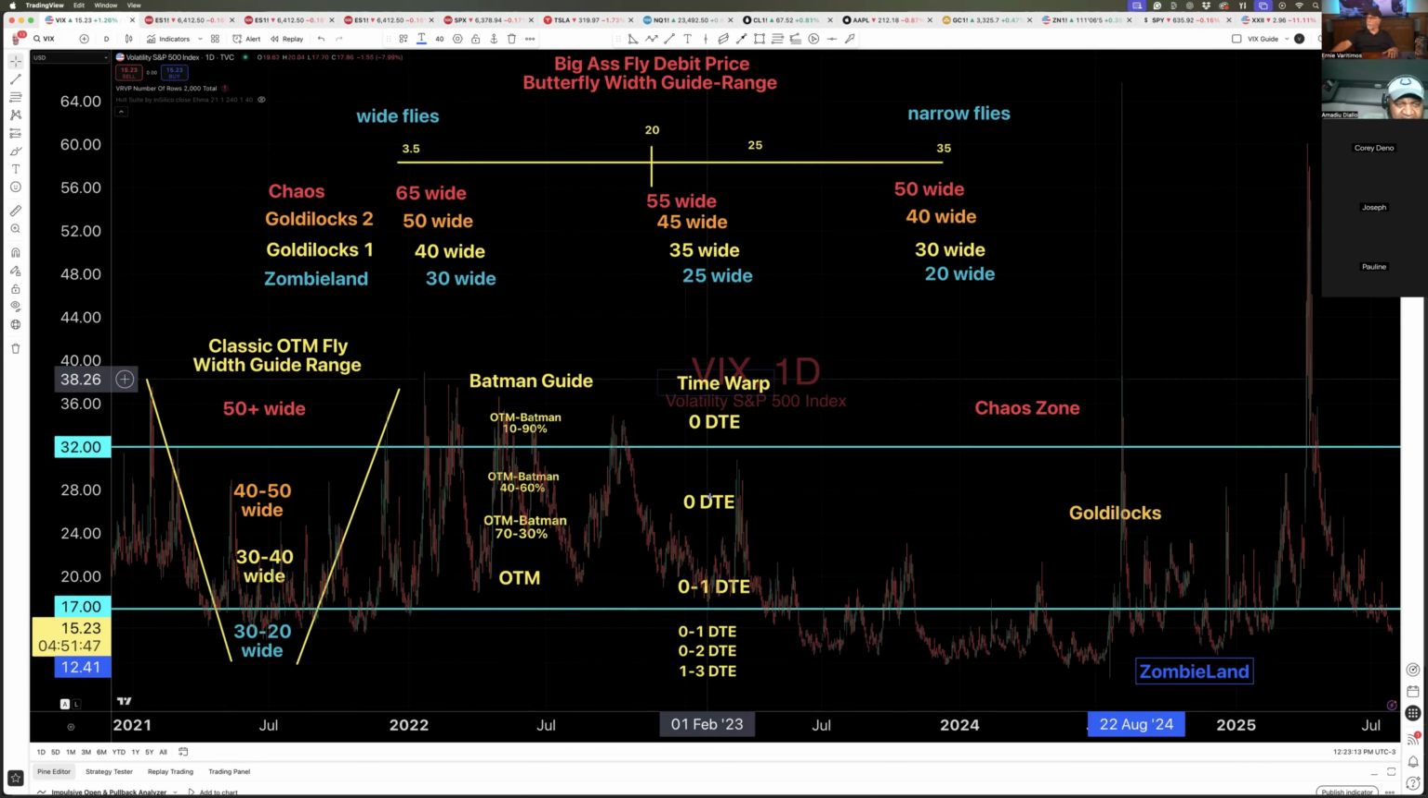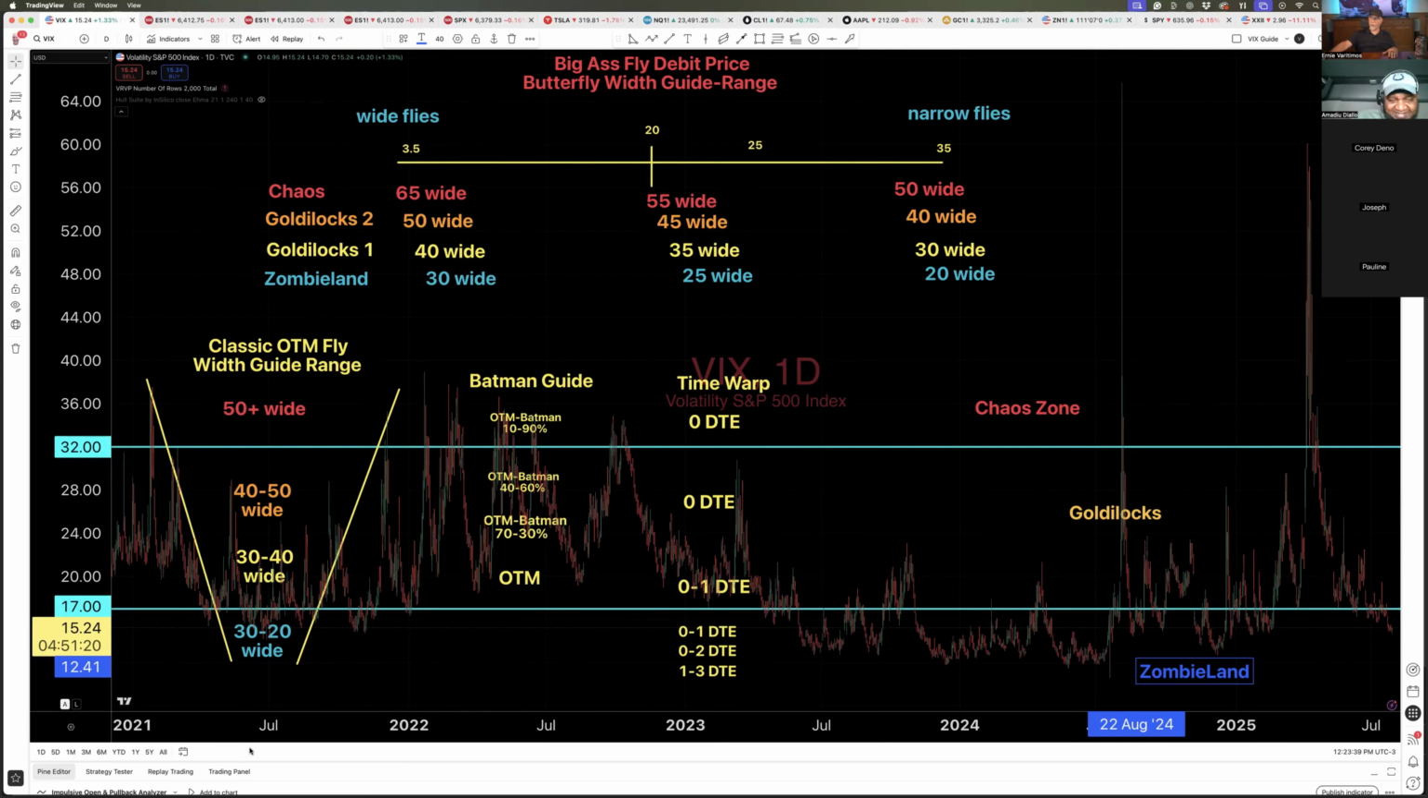And then you'll see another type of strategy we call time warp, which really only comes into effect when we have very low volatility. The Batman really only comes into effect when we have very high volatility. The regular classic out of the money butterfly, we can trade at any point, whether it's high, medium, or low volatility.